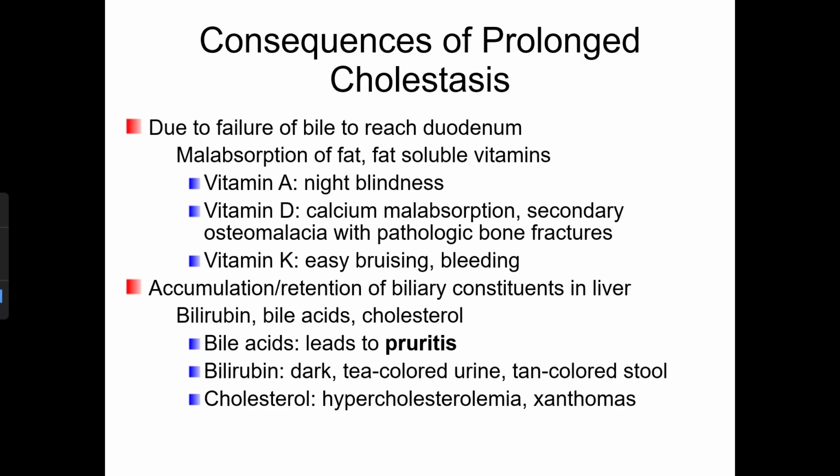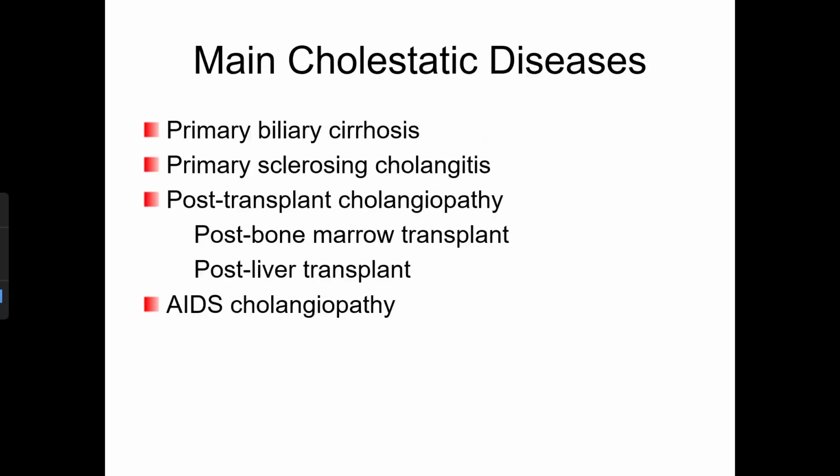Accumulation or retention of biliary constituents in the liver: bilirubin, bile acids, cholesterol. Bile acids lead to pruritus, bilirubin to dark tea-colored urine or tan-colored stool, and cholesterol to hypercholesterolemia or xanthomas.